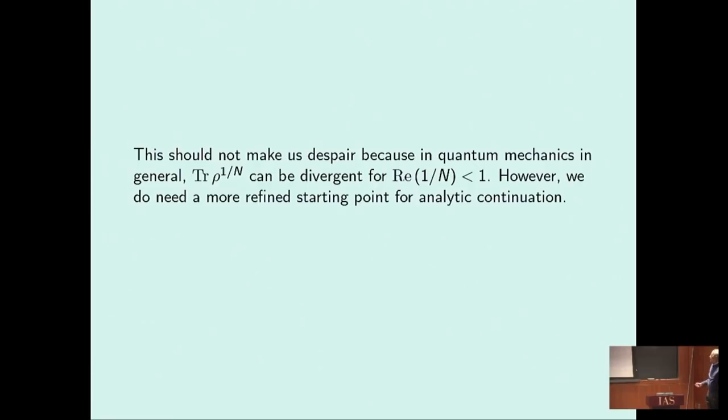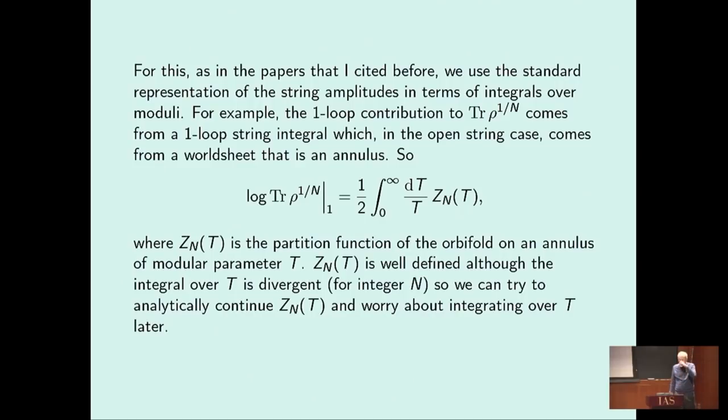In quantum mechanics in general, the trace of rho to the 1 over n can be divergent when the real part of 1 over n is less than 1. But it does show that we need to be a little bit more sophisticated in what we do. We can't literally compute trace of rho to the 1 over n and then analytically continue it because, at least if the orbifold method is correct, for positive integer n bigger than 1, the trace of rho to the 1 over n is divergent. But there is an obvious thing you can do instead.